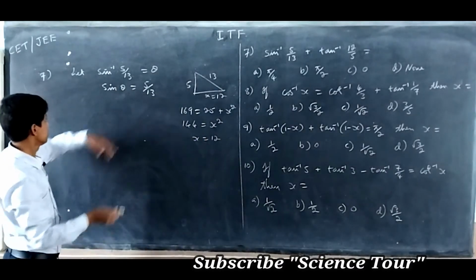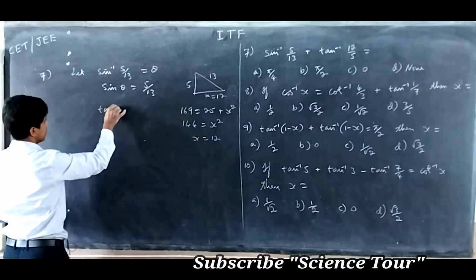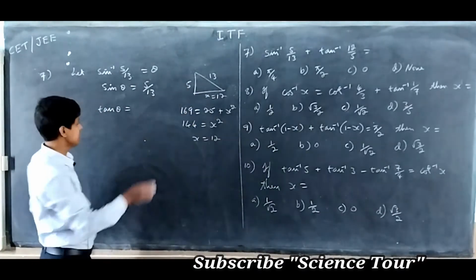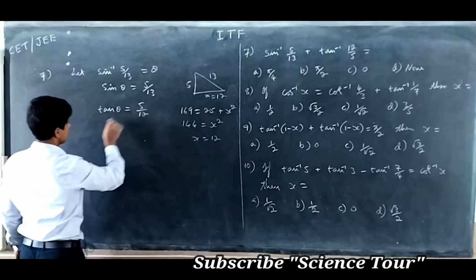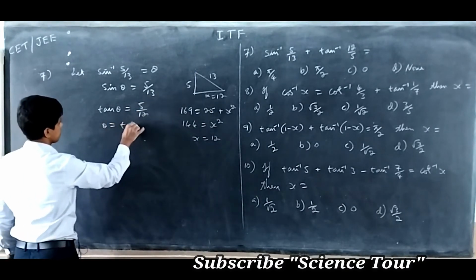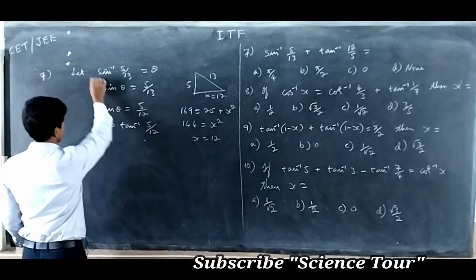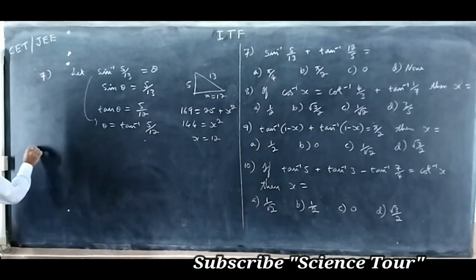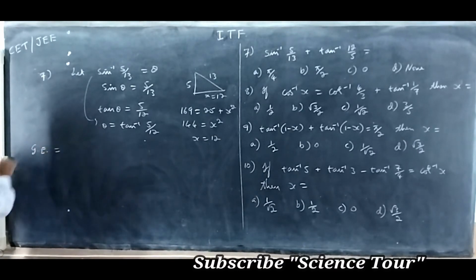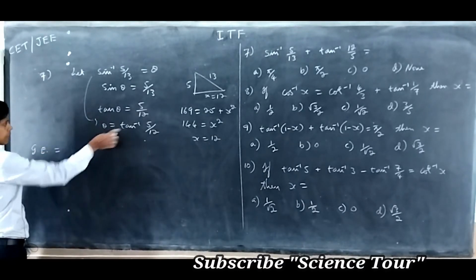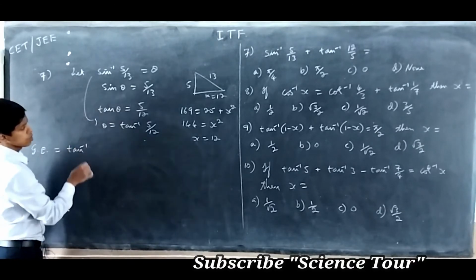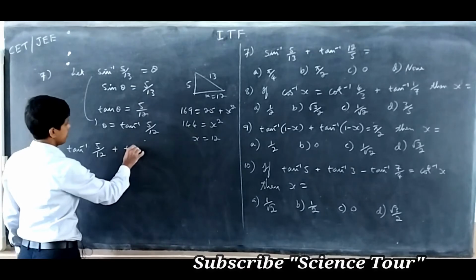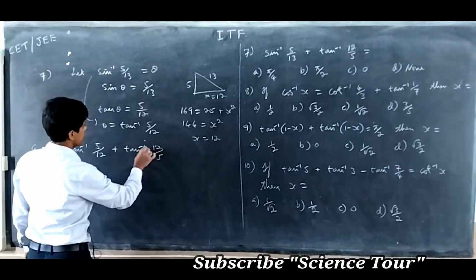Right? Well, so now what do I need? I need tan theta. So tan theta is opposite by adjacent, 5 by 12. Therefore, theta is nothing but tan inverse of 5 by 12, right? So now the given expression becomes tan inverse 5 by 12 plus tan inverse 12 by 5.